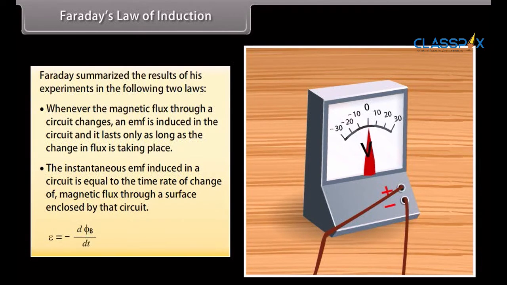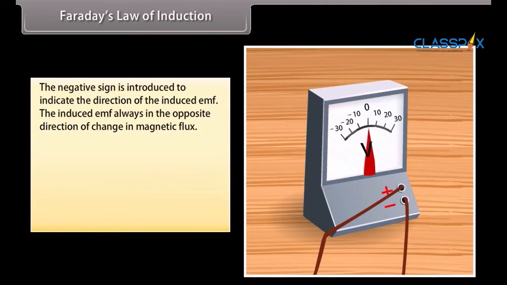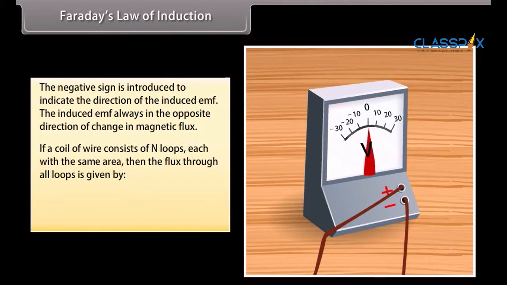E equals minus d phi B by dt. The negative sign is introduced to indicate the direction of the induced EMF. The induced EMF is always in the opposite direction of the change in magnetic flux. If a coil of wire consists of N loops, each with the same area, then the EMF is given by minus N d phi B by dt.